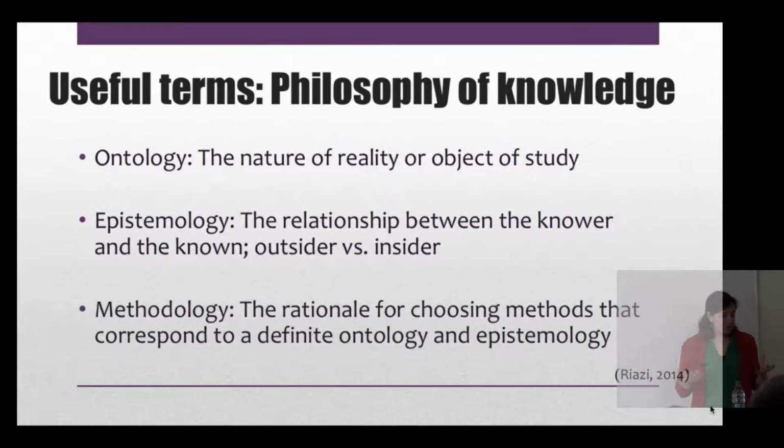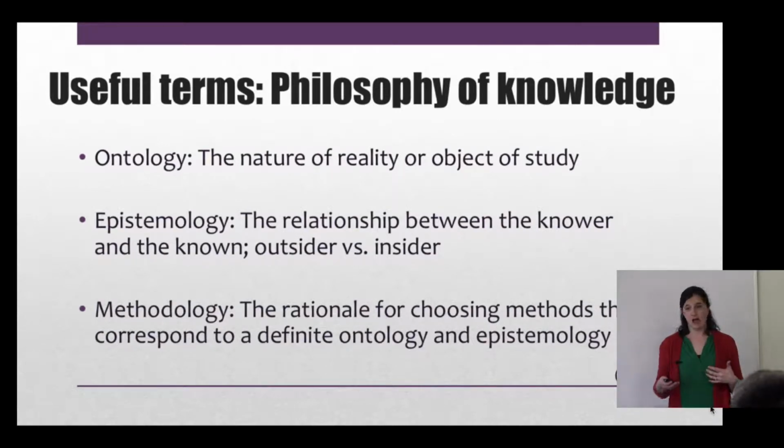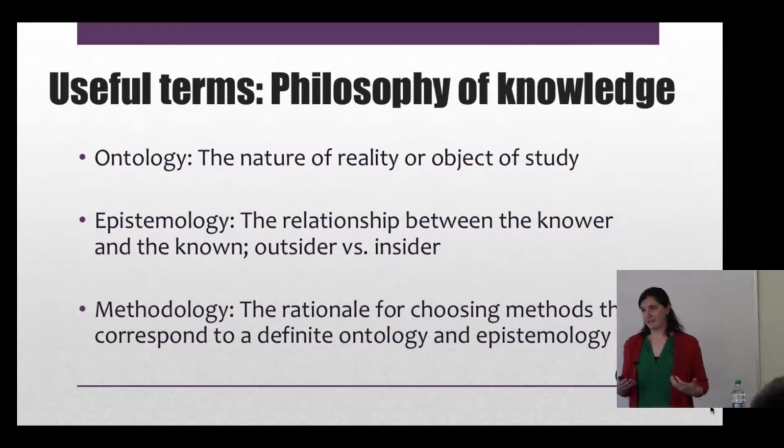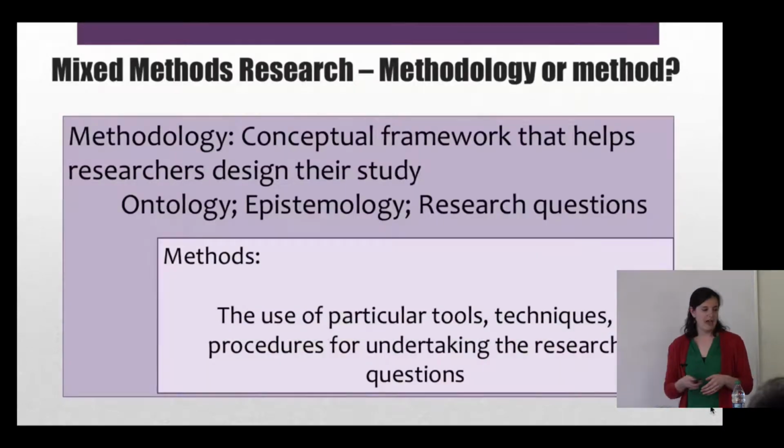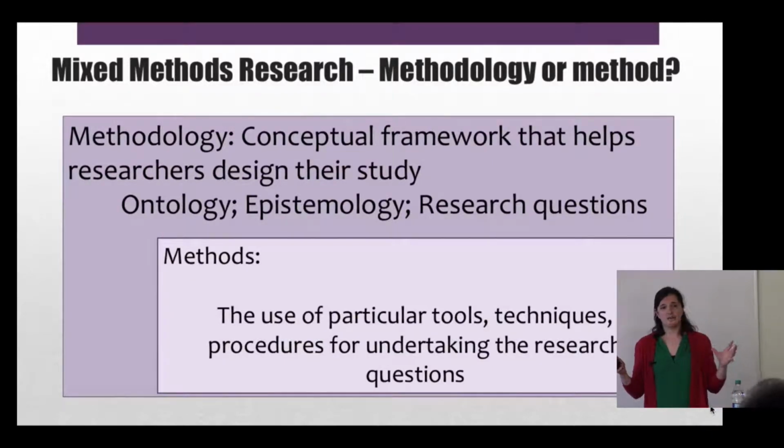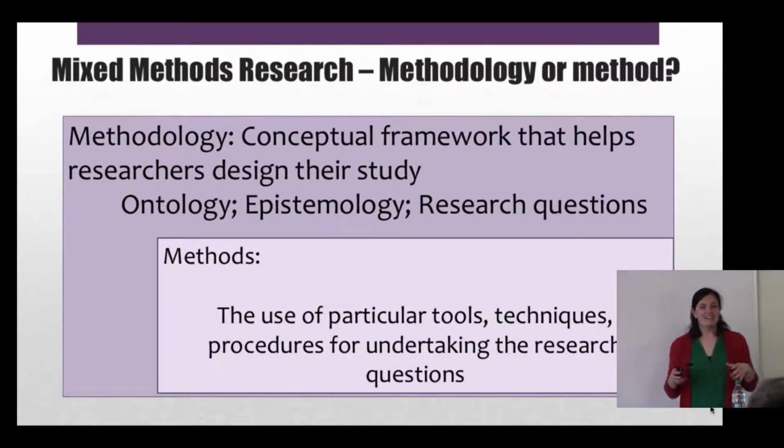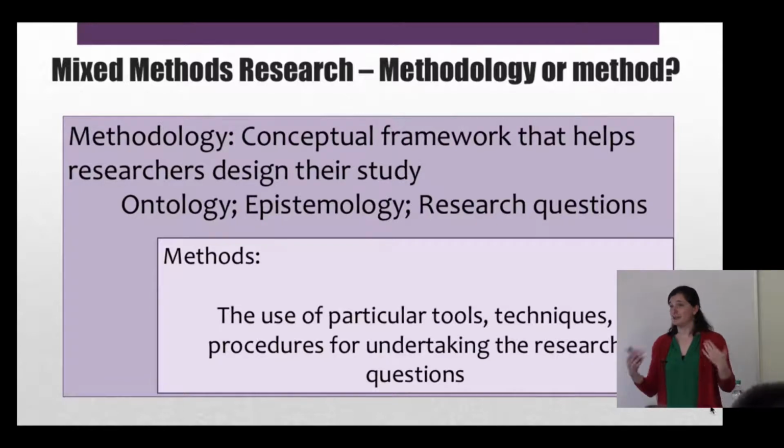And then finally, methodology is the rationale for choosing the methods that correspond to your ontology and your epistemology. A big thing with mixed methods research is that at times methodology and methods get confused in how we talk about mixed methods, which the name itself can make a little bit confusing. So I want to remind us all that methodology is this broader box on my visual here, that conceptual framework that helps researchers design their study. Your methodology is going to show the assumptions that are built into your epistemology or your ontology. It's all really related, as well as the research question itself is going to reflect your methodology.